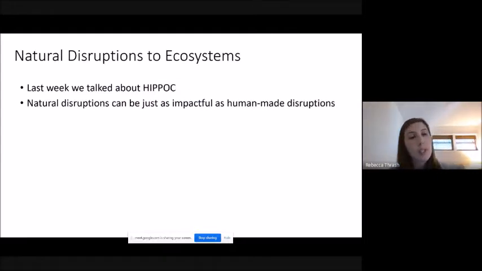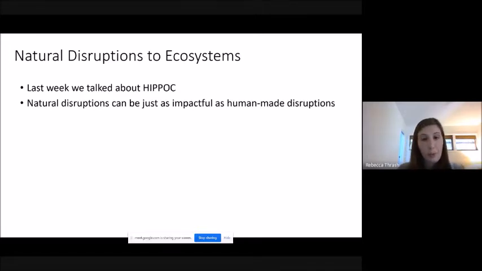Also, something we talked about last week was the impact of human activities on biodiversity. We talked about that acronym HIPPOC: habitat destruction, the introduction of invasive species, pollution, human population growth, overexploitation or overharvesting, and then climate change. And we also talked about how those can have drastic consequences for the biodiversity of a particular area.